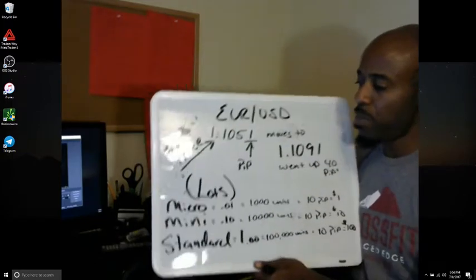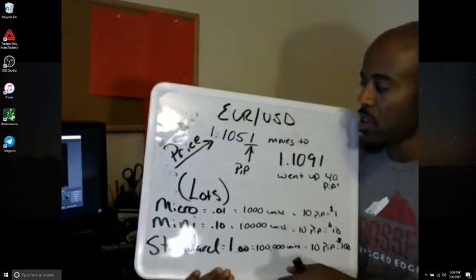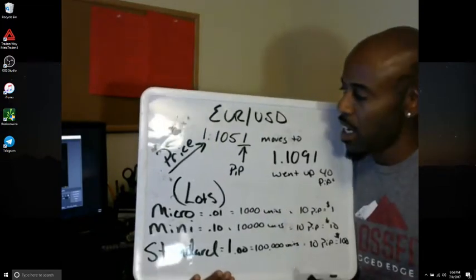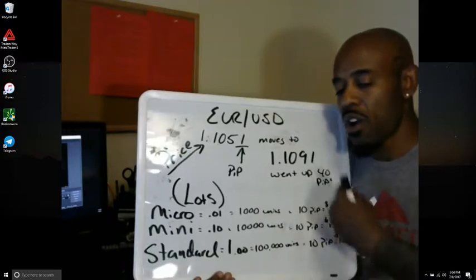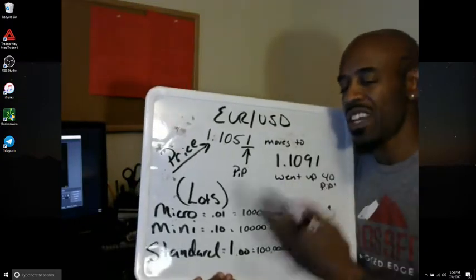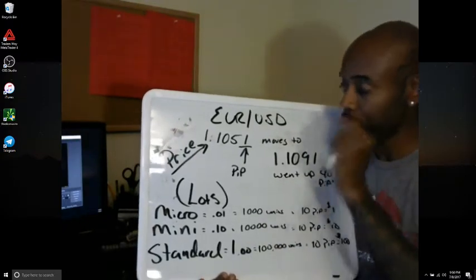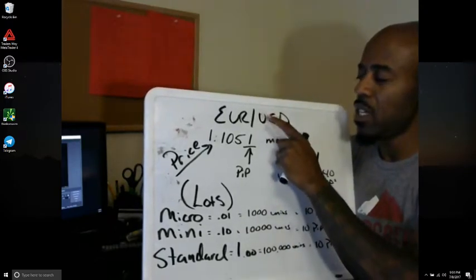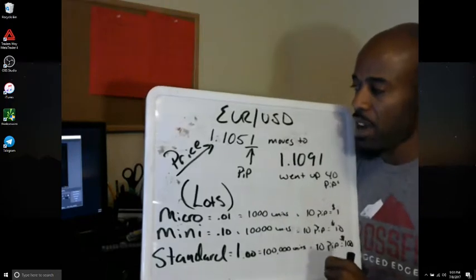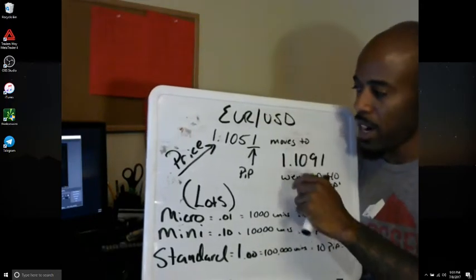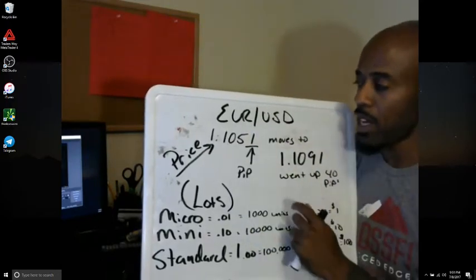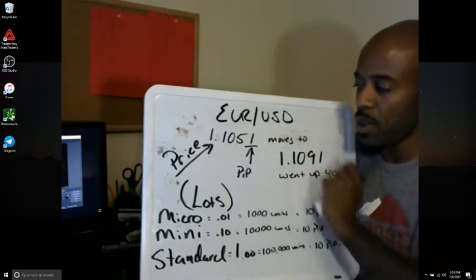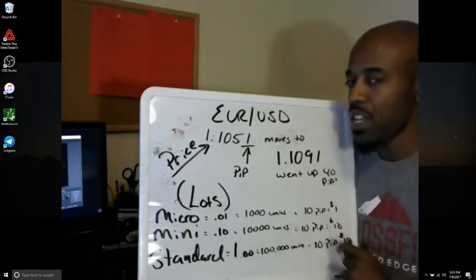Now, this pair is going to be priced at a certain price. The euro will have a price, and the USD, the dollar, will have a price. One is called the bid price, and the other is called the asking price. The bid price will be, if I'm not mistaken, the USD, and the euro is going to be your asking price, because this is going to be the first one. All right, so the euro is priced at 1.1051. That's going to be the price right now.